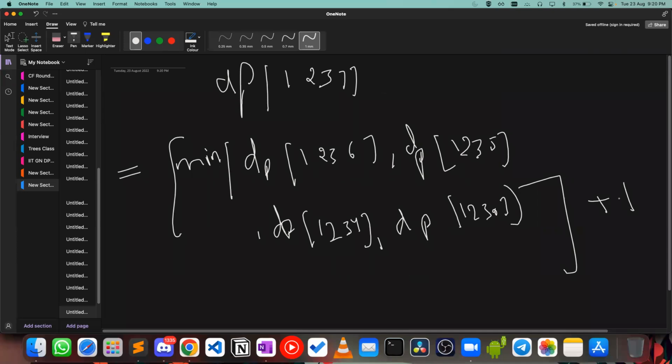Because we are removing one digit, we are performing one operation, right? We need to perform the minimum number of operations to make 1237 equal to 0. So I will say that it is dependent on these 4 states, the unique digits in the number, and then I will add a plus 1, and I will take the minimum of all of these. Is this clear to everyone?